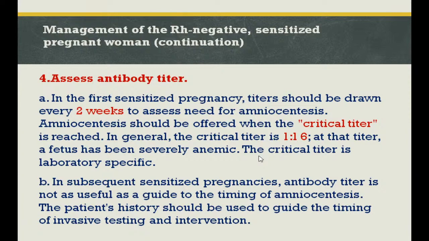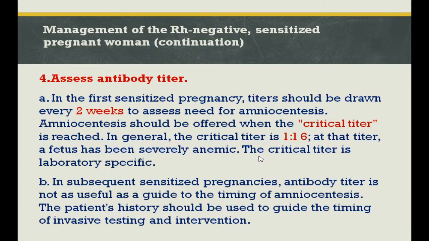Assess antibody titer. I said that we will talk about some additional, not so accurate methods of examination, and they may be used at any hospital, not only a tertiary hospital, not only a secondary hospital. You may do it in any situation. Antibody titer: in the first sensitized pregnancy, titers should be drawn every 2 weeks to assess the need for amniocentesis. Not only to assess the need for amniocentesis, but to understand the development of this process.